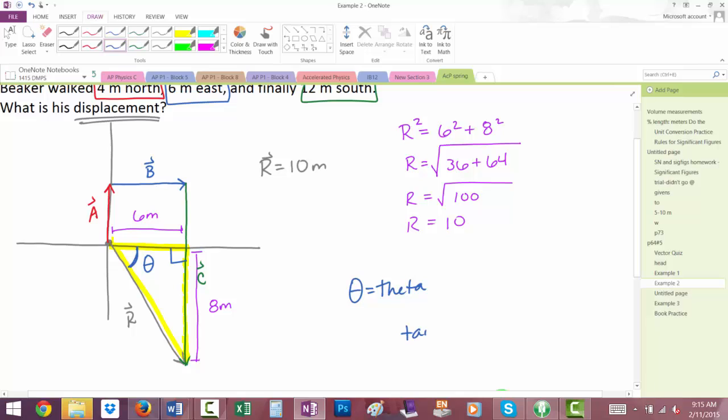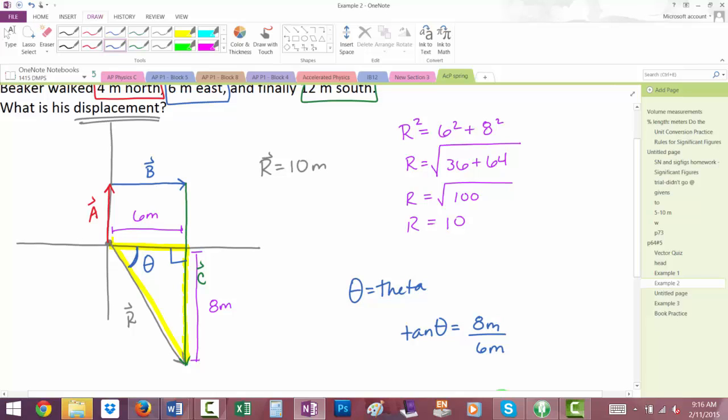Play with me here. Tangent of theta is equal to the opposite side, which in this triangle is how big? 8 meters. Divided by the adjacent side, which is 6 meters. Okay? So far, so good? Okay? Now I want to get theta all by itself.